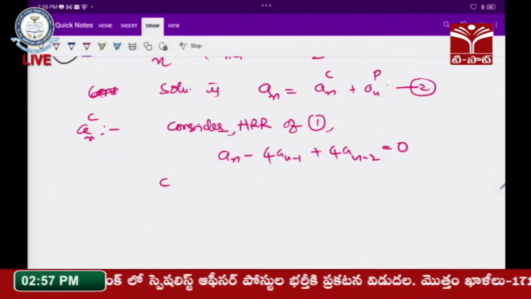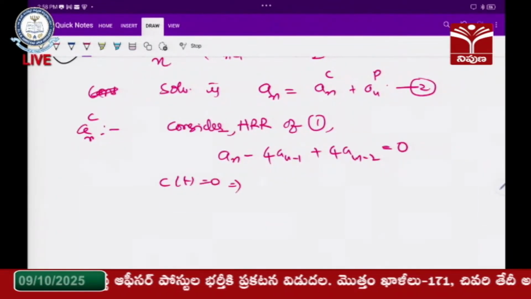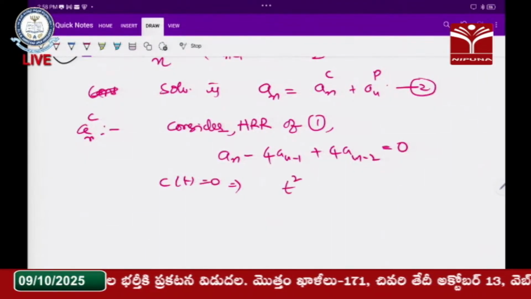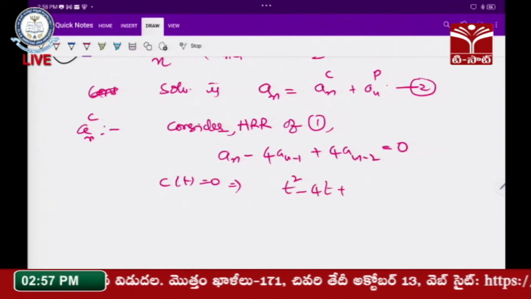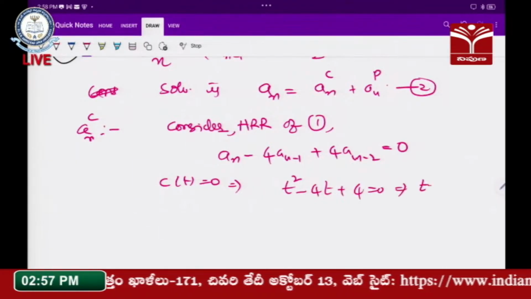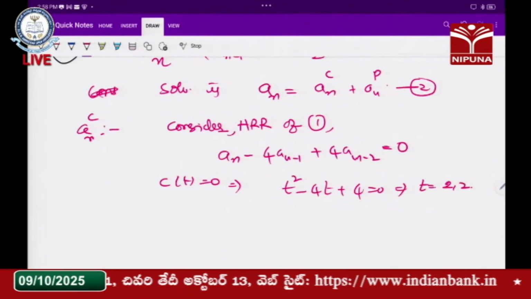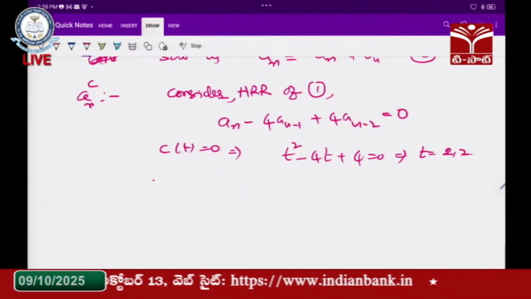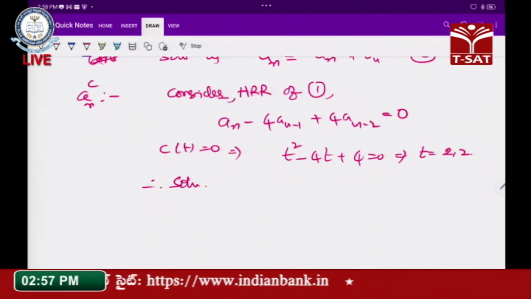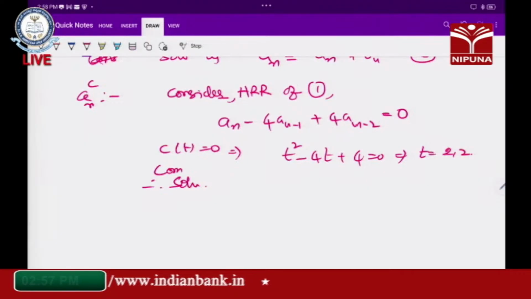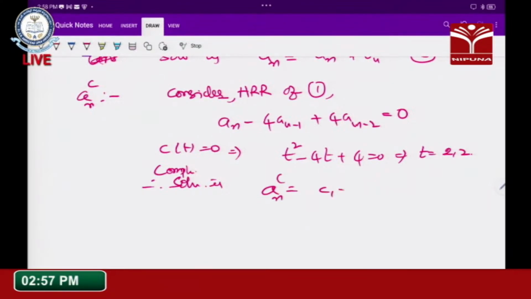Then the characteristic equation is c of t, a second degree equation: 1 into t square minus 4 into t plus 4 equal to 0. So the roots are 2, 2. So 2 is a repeated root with multiplicity 2. Therefore the complementary solution is a n c equal to c1 plus c2 n into 2 to the power of n. This is over. Next, the particular integral, that is a n p.